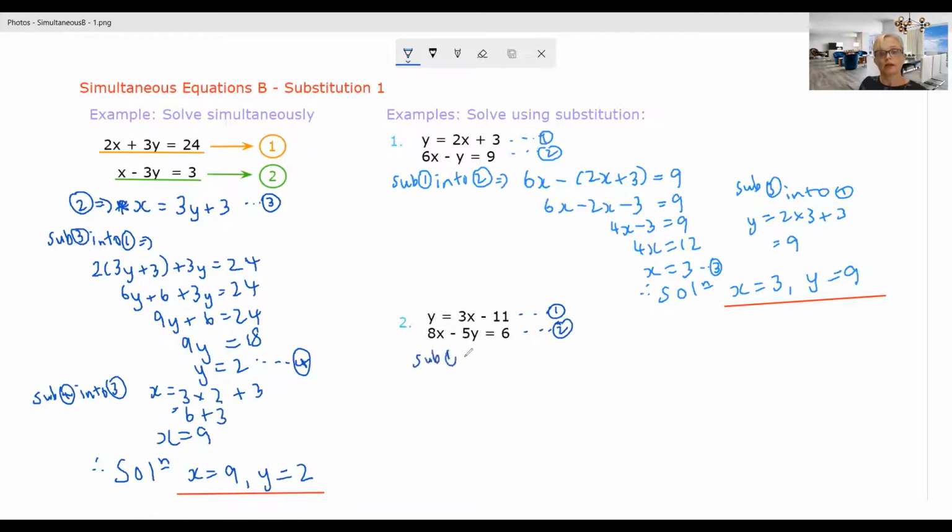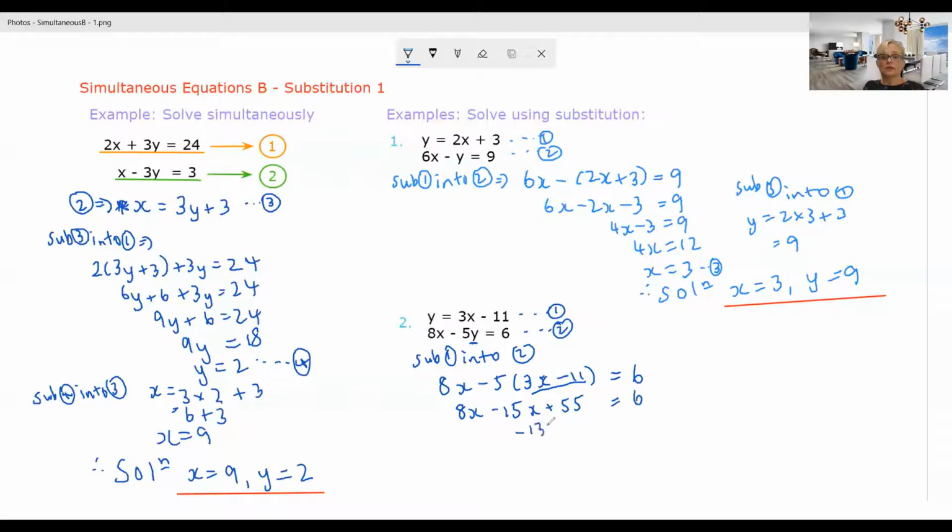So we're going to sub that into equation 2. So wherever we see a y, we're going to put 3x minus 11. So 8x minus 5 times 3x minus 11 equals our 6. Okay, so wherever we saw a y, we substituted in 3x minus 11. Now just be a bit careful with your expansion here. We've got a negative outside and a negative inside. So we're going to get minus 15x plus 55 is 6.